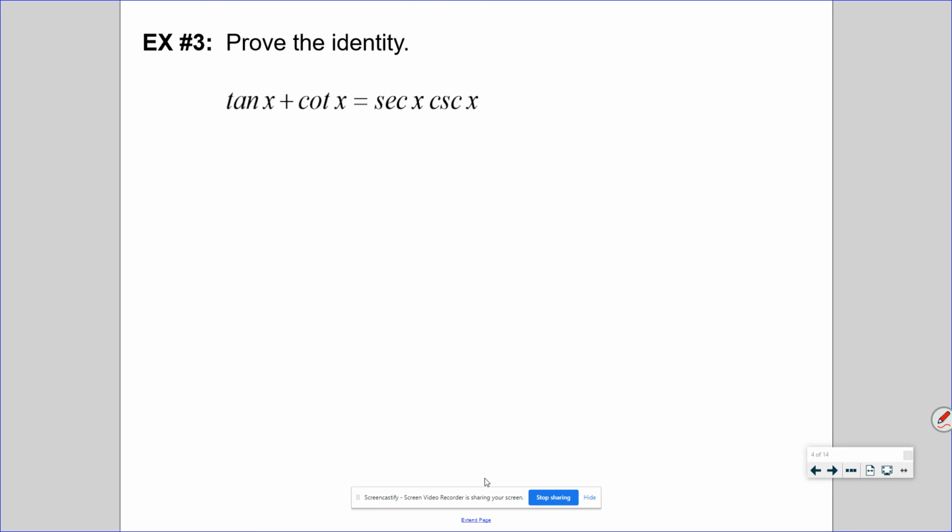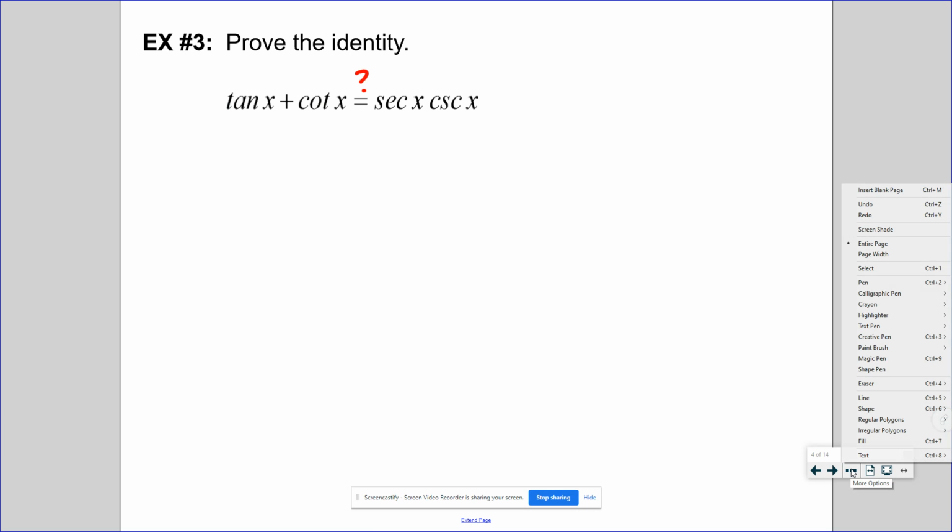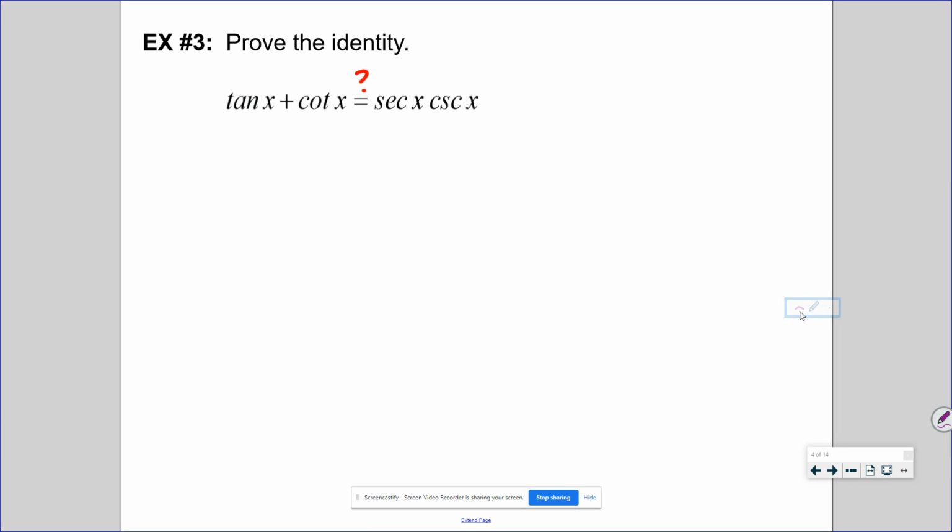All right, here's another one. So I'm going to try to make the left side equal the right side. You could maybe try to make the right side equal the left side if you're feeling ambitious. It is possible. Okay, so what can I do? Let's see. I think maybe I'm going to write these as sine over cos plus cos over sine, because that would be cotangent, right?